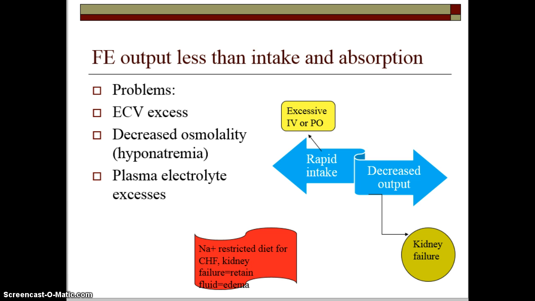When our output is less than intake and absorption, we can have problems with fluid volume excess. Our problem with that is either the kidneys are not putting urine out or putting fluid out, or we take a lot of fluid in rapidly.